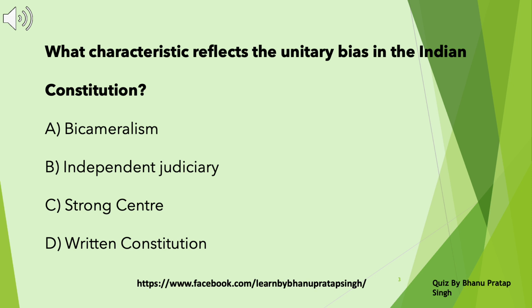What characteristic reflects the unitary bias in the Indian Constitution? A. Bicameralism. B. Independent judiciary. C. Strong center. D. Written constitution. Choose the correct answer. Answer C. Strong center.